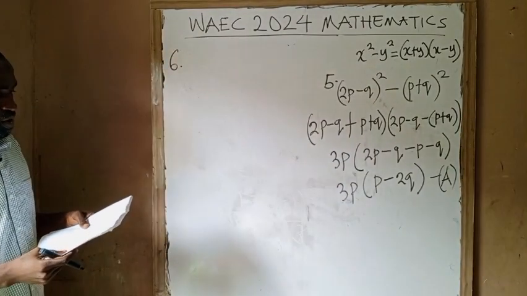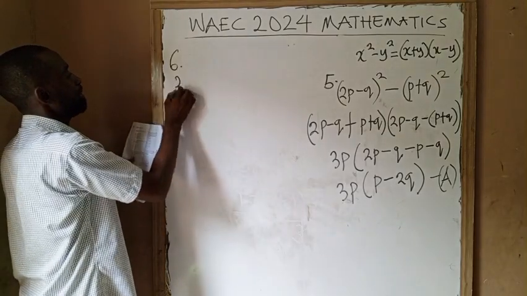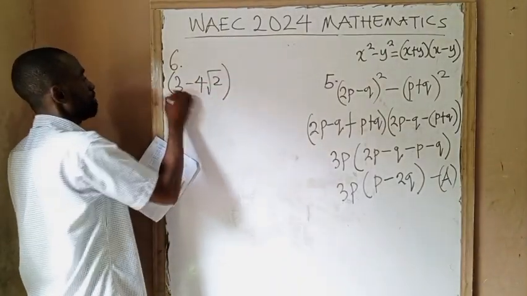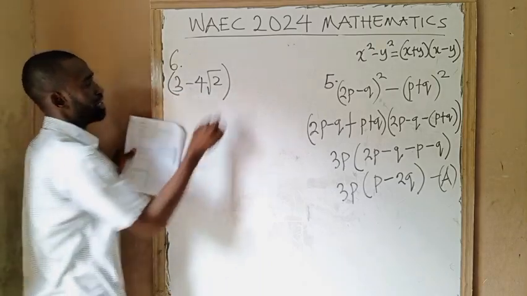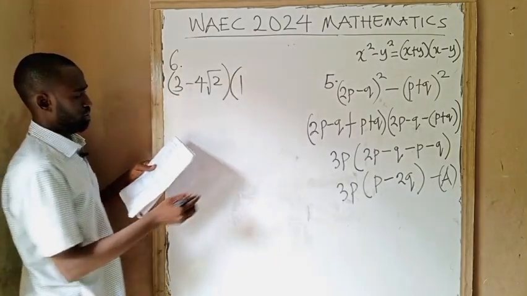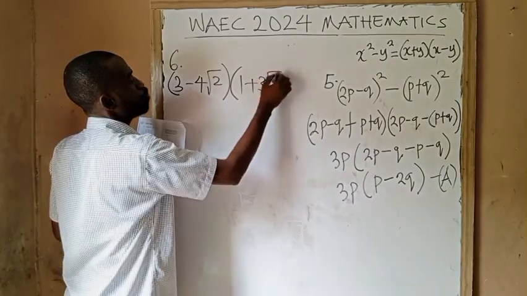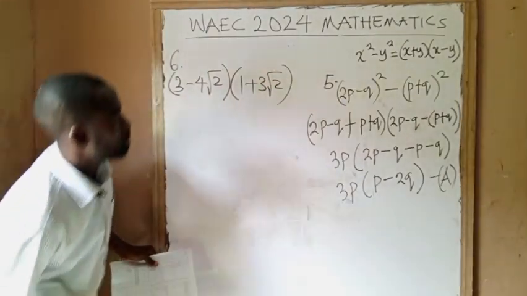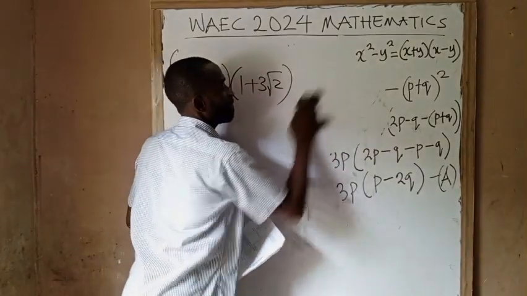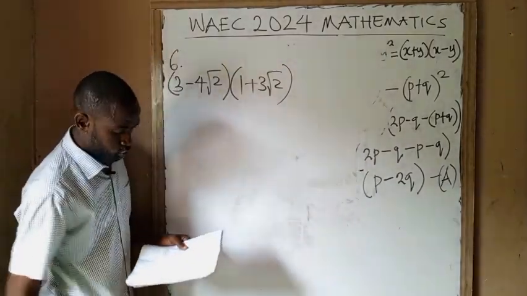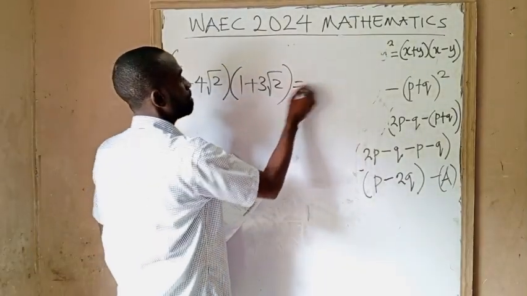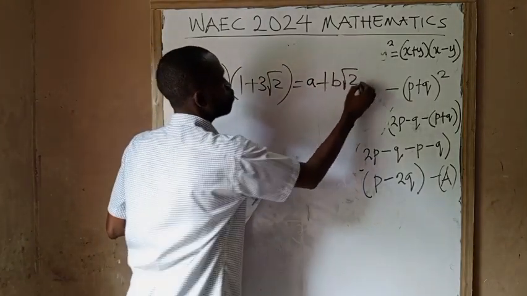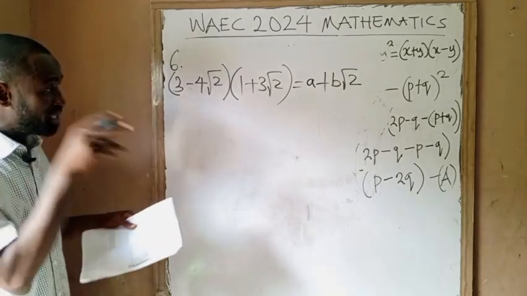What do we have there? If 3 minus 4 root 2, this is in surd form, this question is under surds, bracket 1 plus 3 root 2. The expression that we have here is equal to a plus b root 2. But now we have to find the value of b.